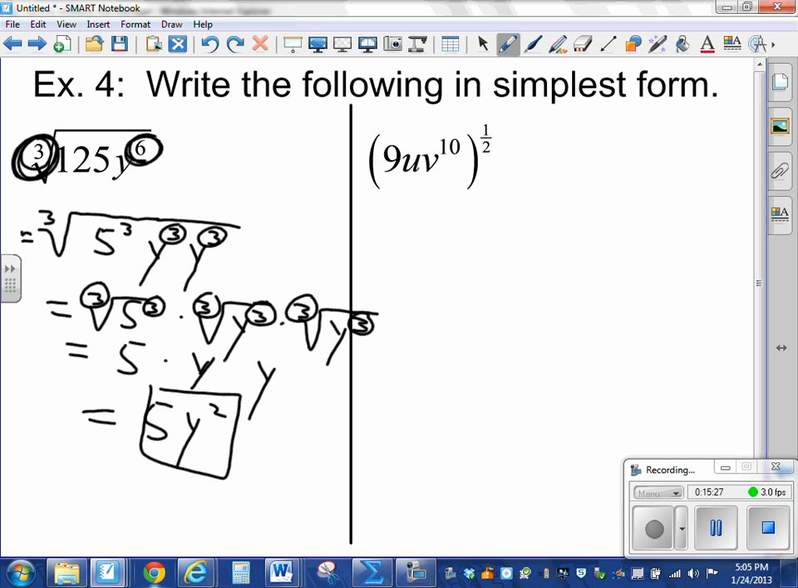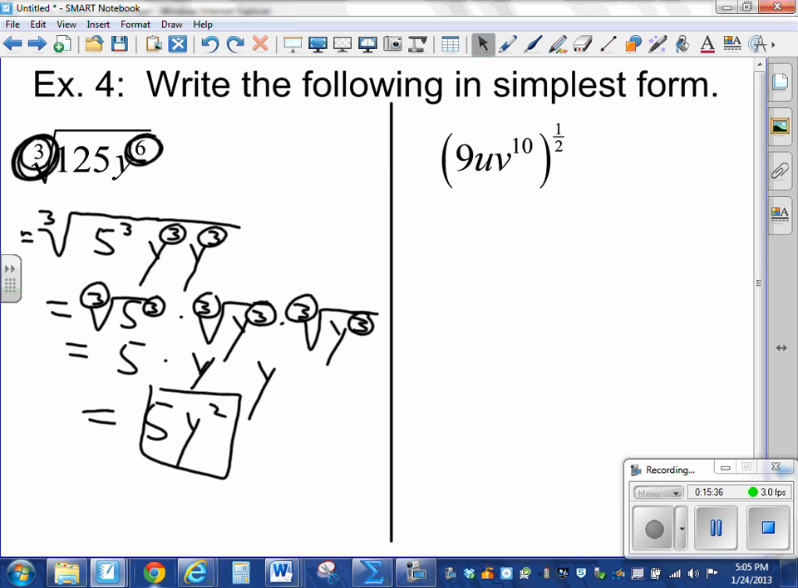All right, so with that, let's go ahead and move on to the next one. Let's move this over a little bit. Okay, for the next one. Now this is no longer in radical form. It is now in rational exponent form.